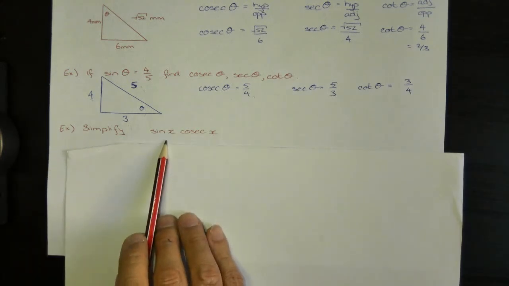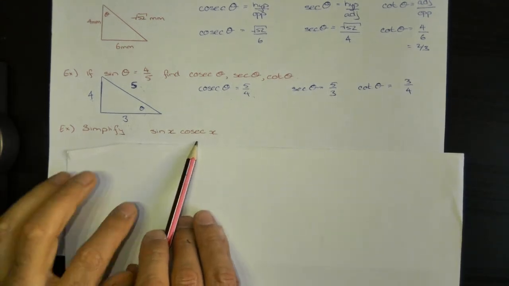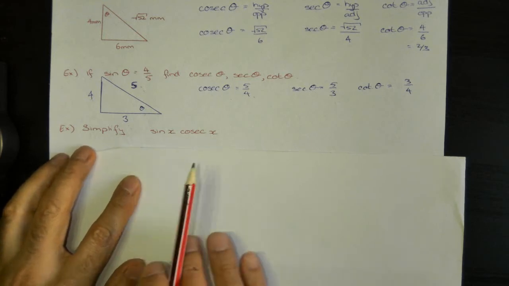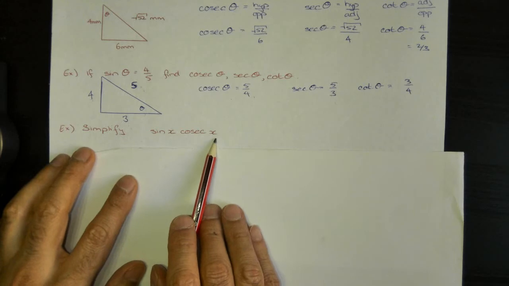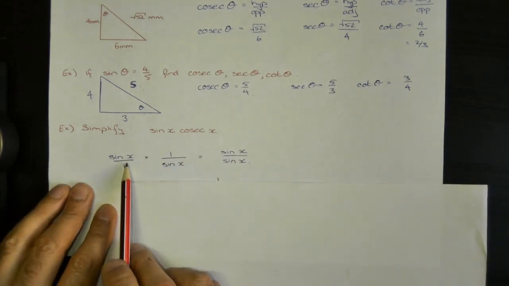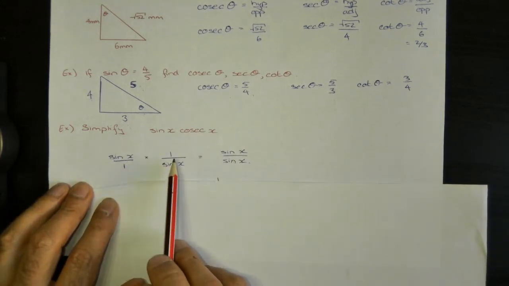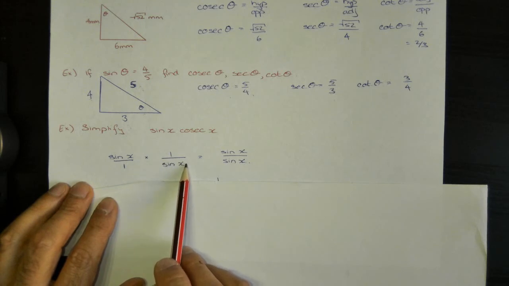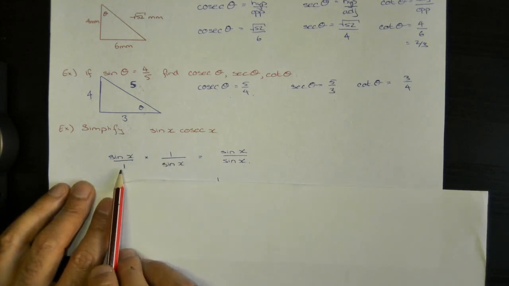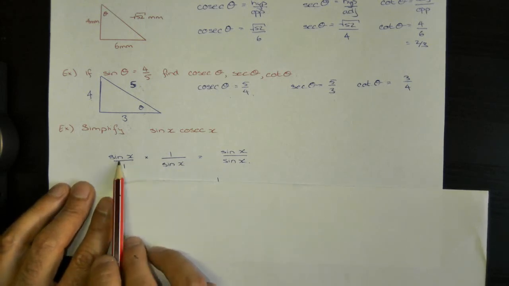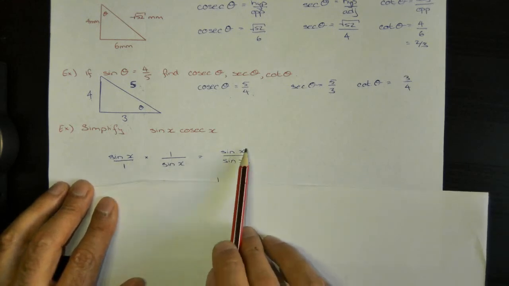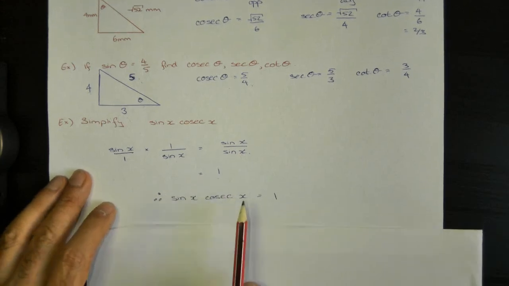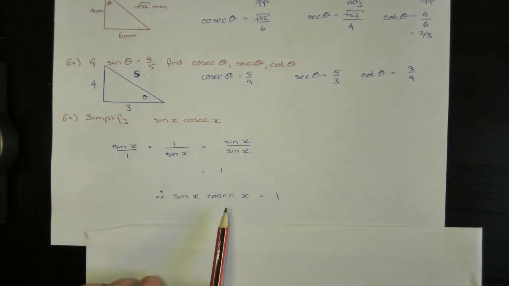Here we've got a question. We want to simplify sine of x times cosec x. Well, sine of x, that's fine, but cosec x is the reciprocal of sine of x. So we can go sine of x multiplied by 1 over sine x. And as fractions multiplying fractions, we can multiply the tops together. Sine x times 1 is sine x. 1 times sine x is still sine x. Sine x over sine x is 1. So therefore, sine of x times cosec of x equals 1.